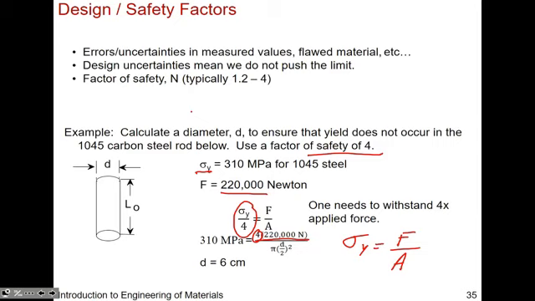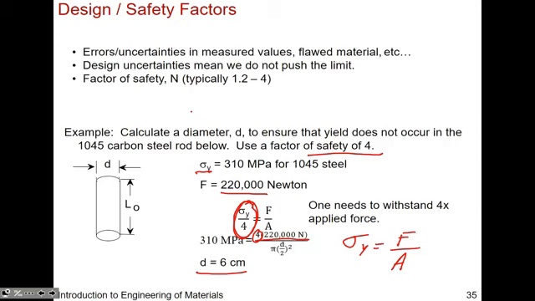And that's basically it. So in this particular example, it's asking you to calculate the diameter of a rod that you would need to ensure that yield doesn't occur until you reach this, or it could withstand 4 times the amount of the applied force, and that just happens to be, if you work out the math, 6 centimeters. So this is the first approximation for designing steel beams and whatnot.